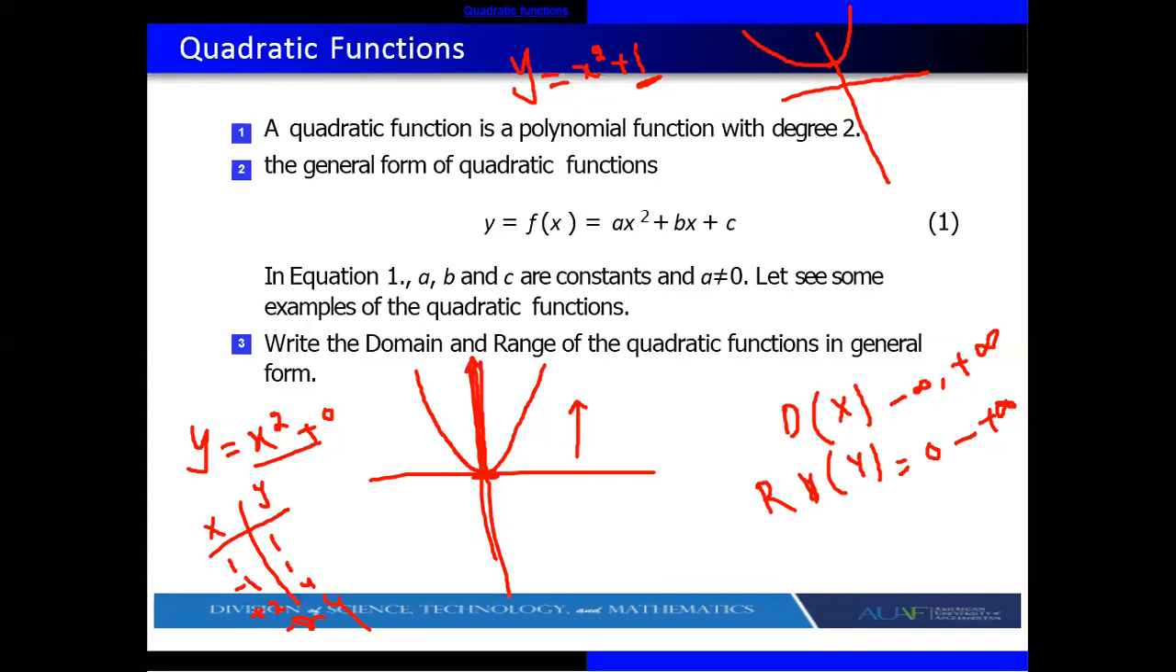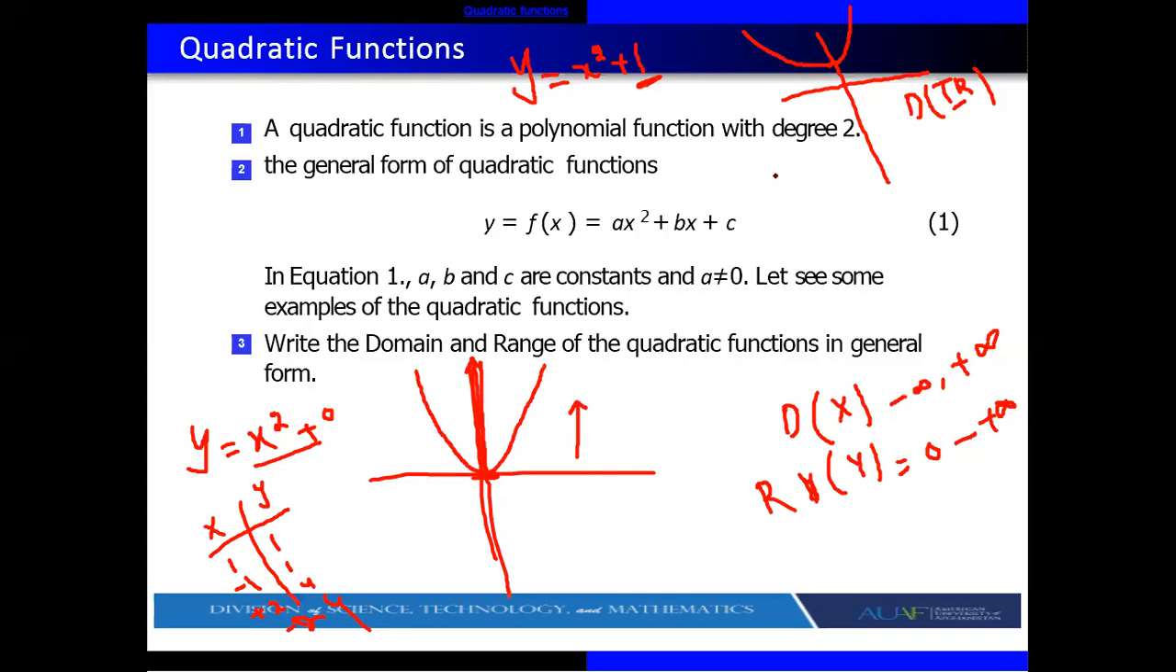And in this case, domain is all real numbers. Domain will be from minus infinity to plus infinity. You can say that all real numbers. So what about range? So range of this function are y values.